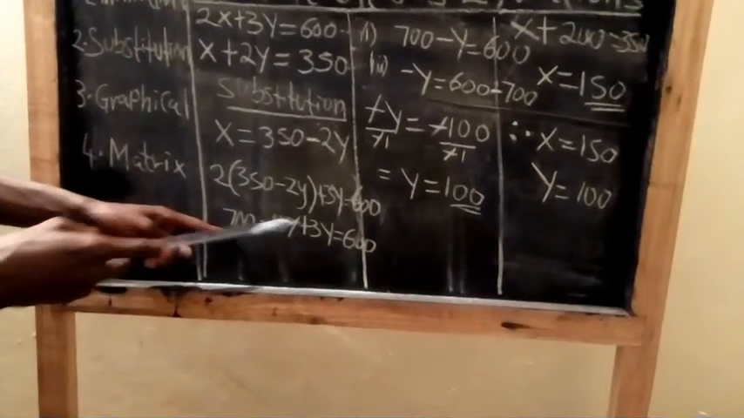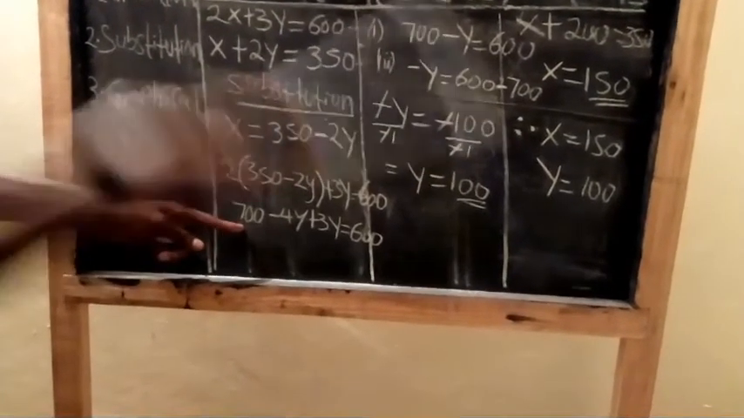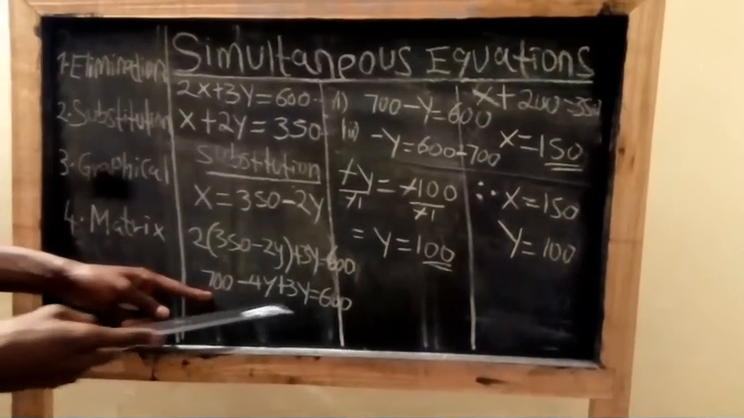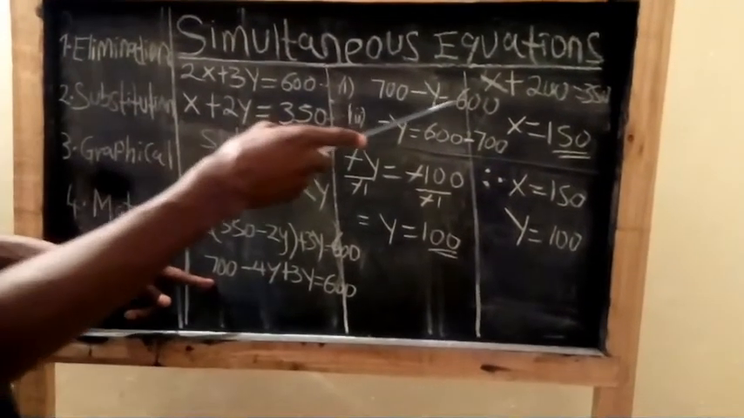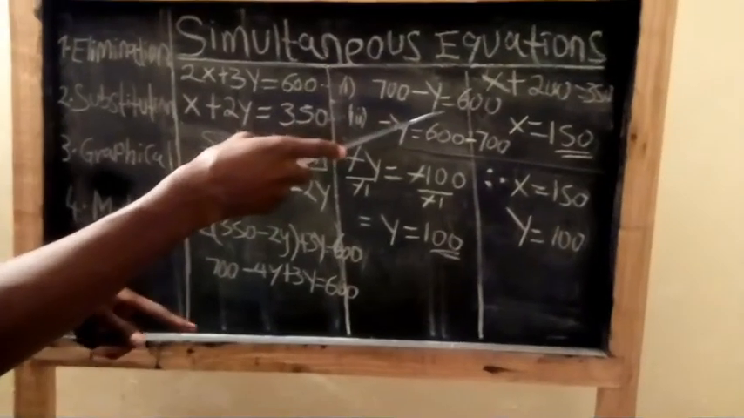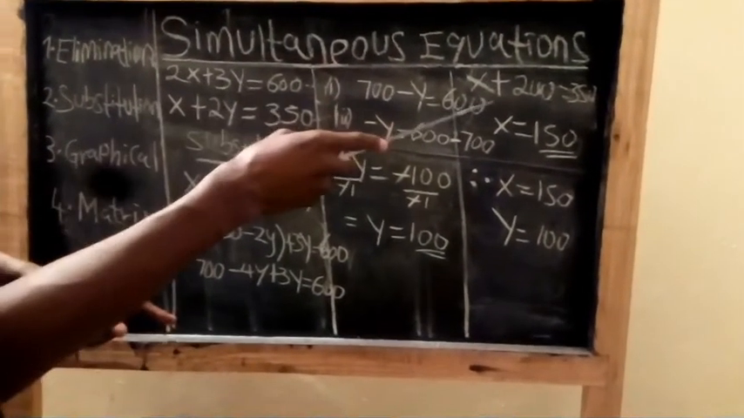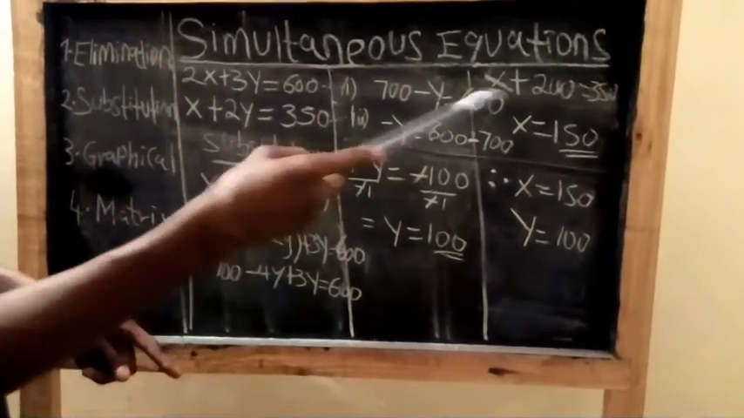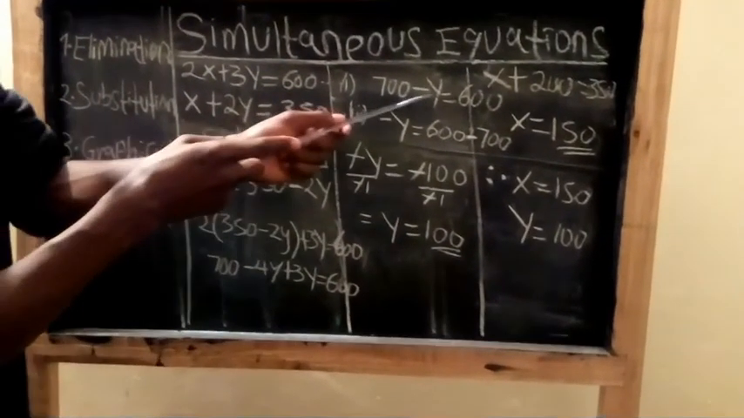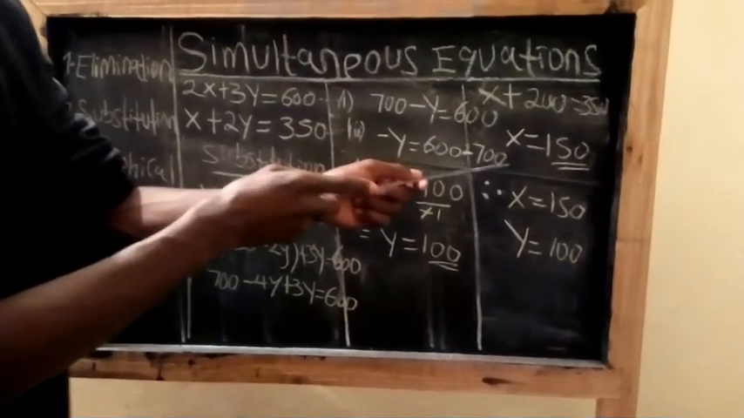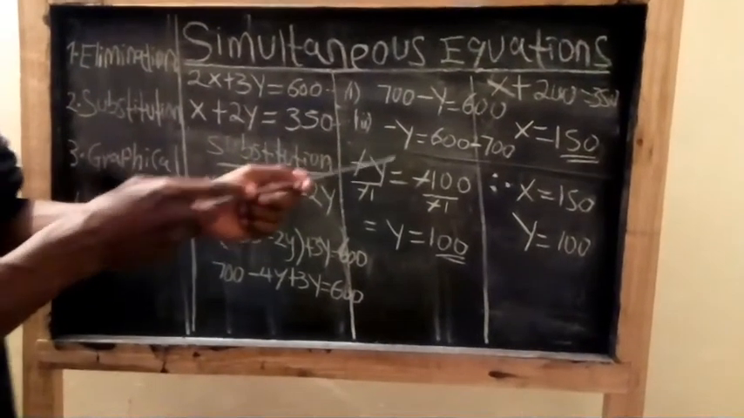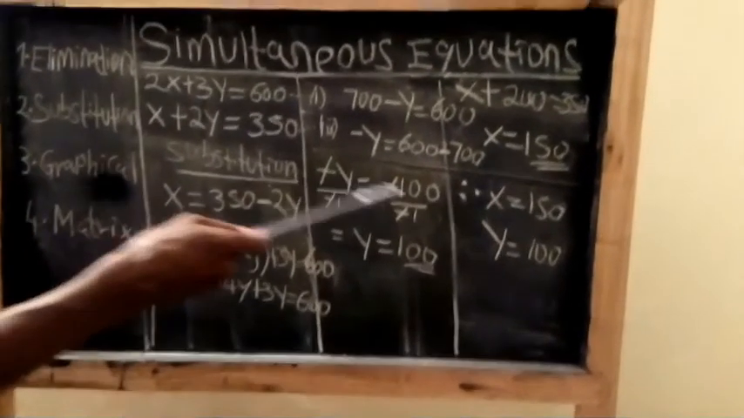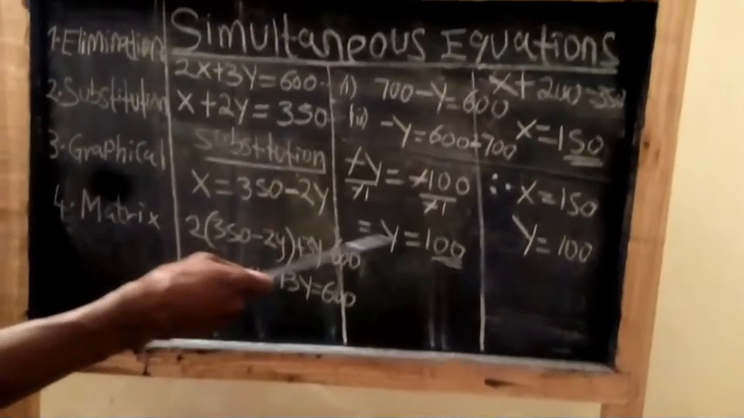Then minus 4y plus 3y is negative 1, that's why we've written negative y, because we have the unknown here. 700 minus y is equal to 600. To get y alone, you make sure that this one crosses the equal sign. You change its sign because it was a positive. When it crosses the equal sign, it changes to negative. So we will remain with negative y equal to 600 minus 700. So negative y is equal to negative 100. To get y alone, you divide both sides by negative 1. So y alone will be 100.